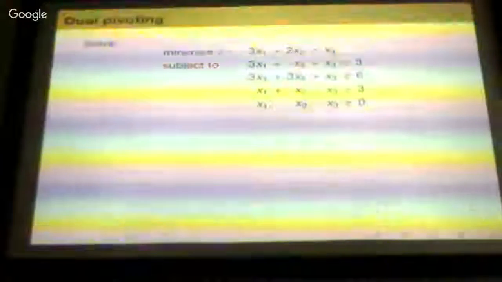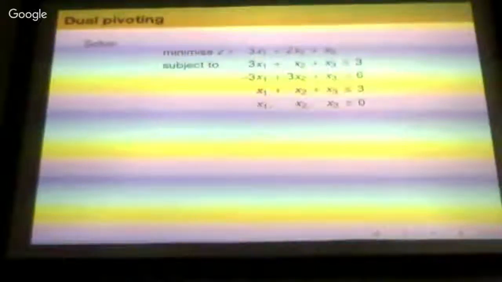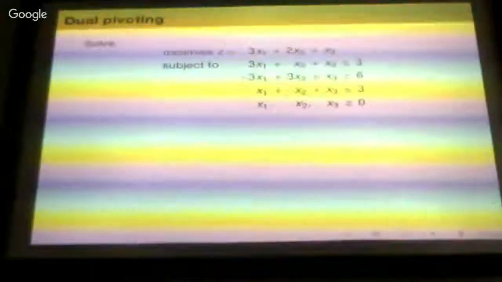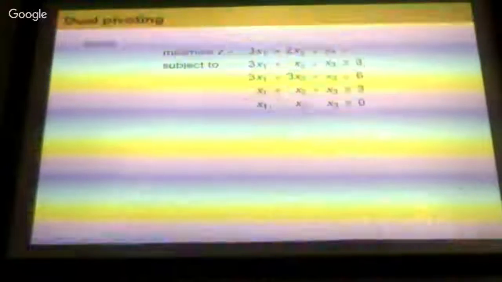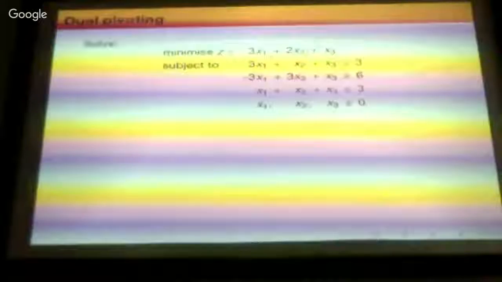Example problem for dual pivoting. Now, if I asked you last year to solve this problem, what would you do?